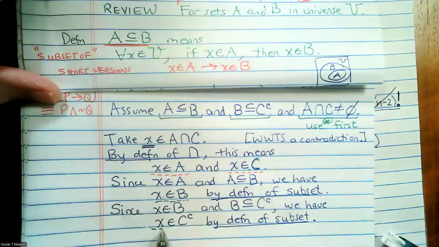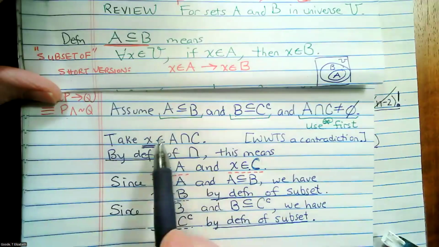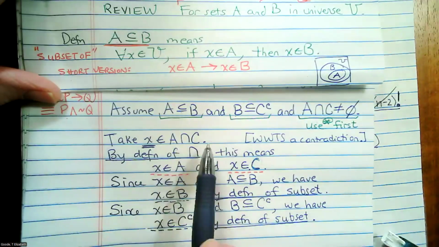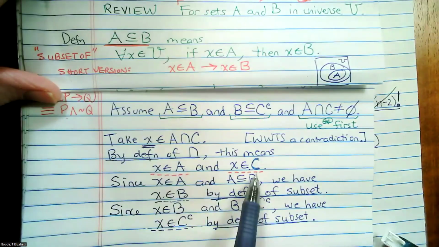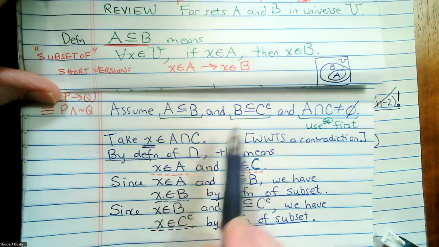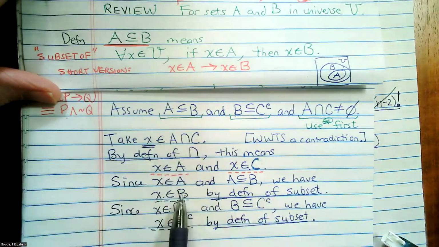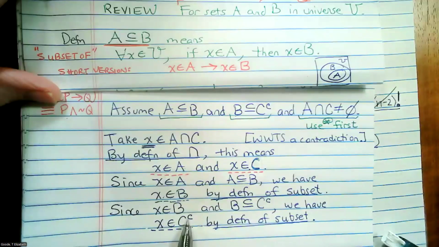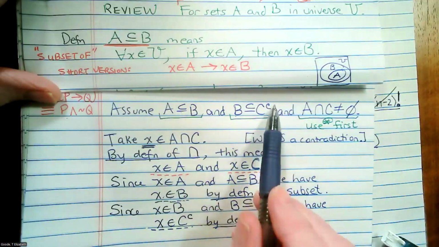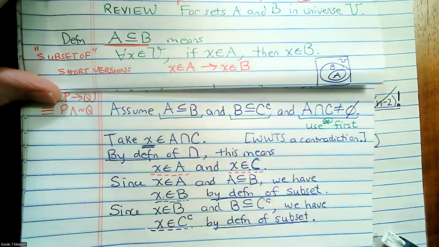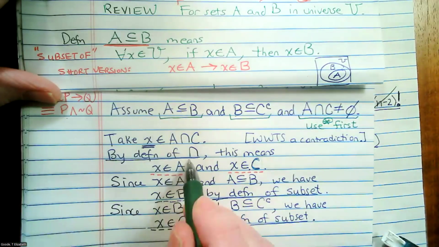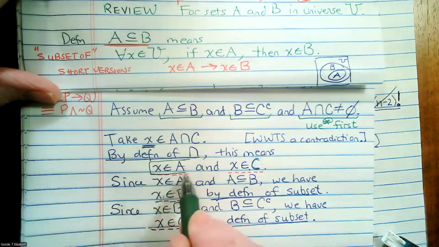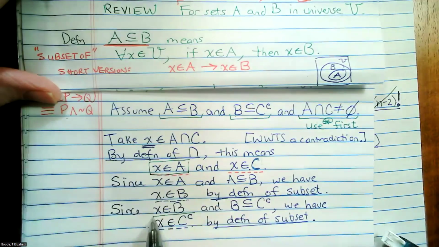So now we've got that X is in C complement. X started out in A and in C, right? Because it was in A, we got it in B because A is a subset of B. Because it's in B, we got it in C complement because B is a subset of C complement. So right now we have that X is in A and X is in C complement. Do you agree?